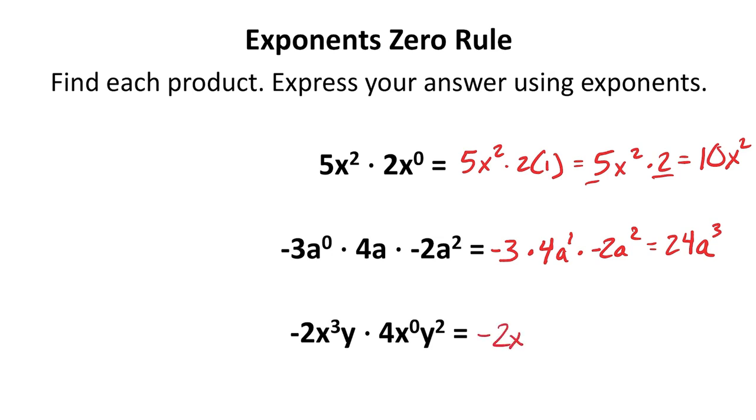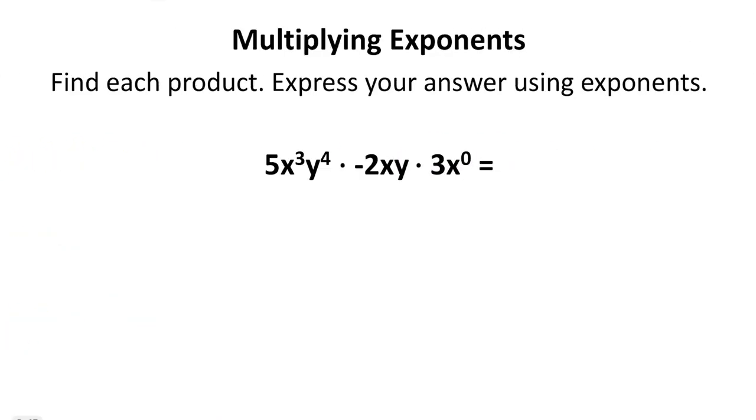Down here we will have negative 2x to the third y times 4 times 1 is just 4, because this becomes a 1. So y squared. And then we multiply our coefficients. Negative 2 times 4 is negative 8. There's no x's to add up, so it's still just x to the third. Then there's a y to the 1 and a y squared. You add those together to make 3. So when you multiply, you add the exponents, multiply the coefficients. But anything with the 0 next to it becomes a 1.